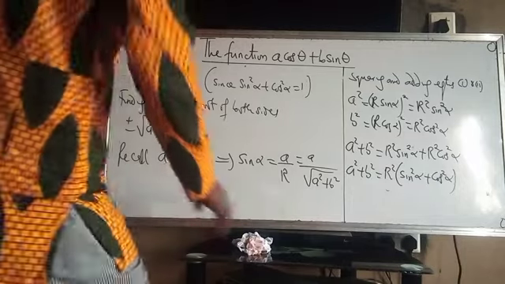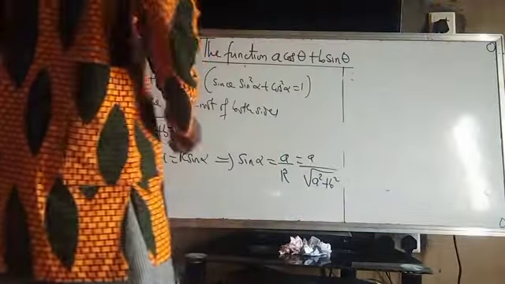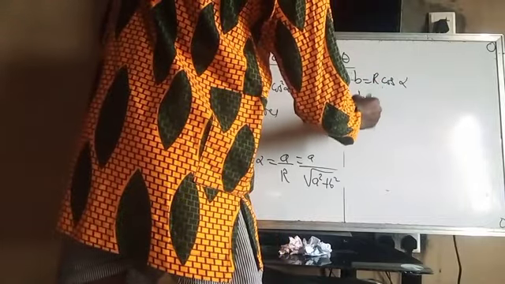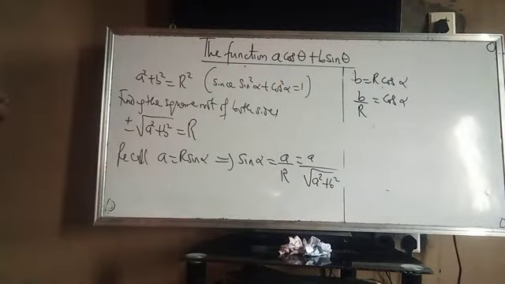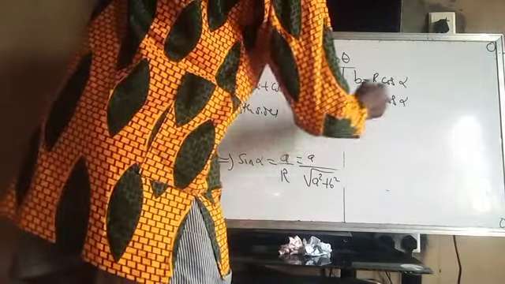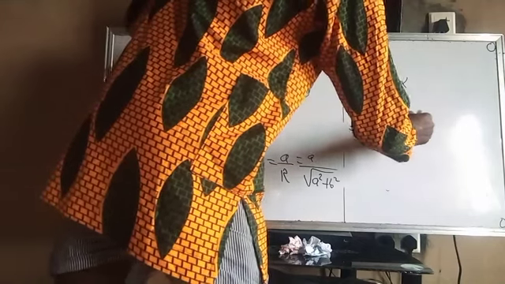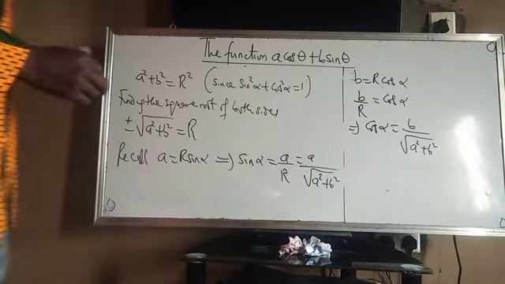The same thing goes for b. b is equal to r cos alpha. So to find cos alpha here, b all over r will be equal to cos alpha, if you make cos alpha the subject of the formula. Which implies that cos alpha will be b all over the square root of a squared plus b squared.